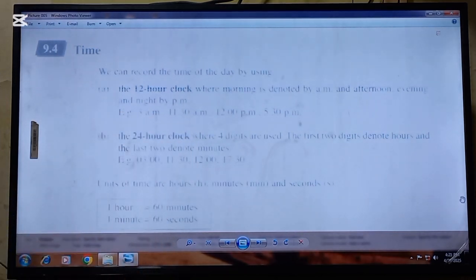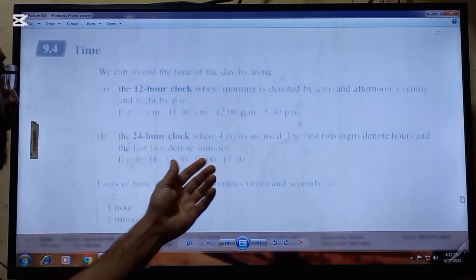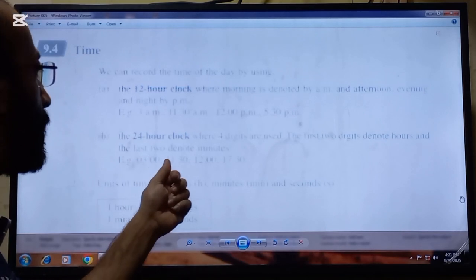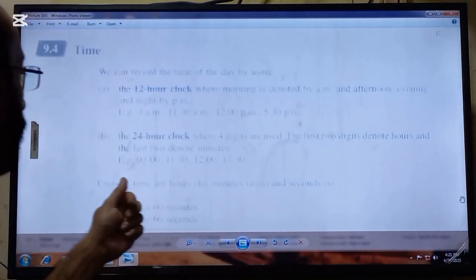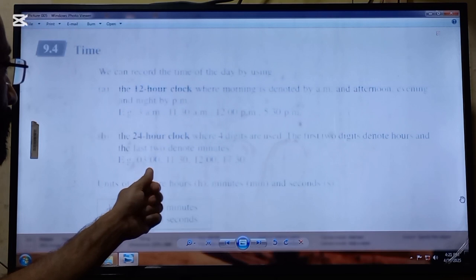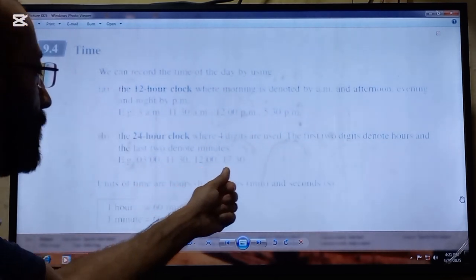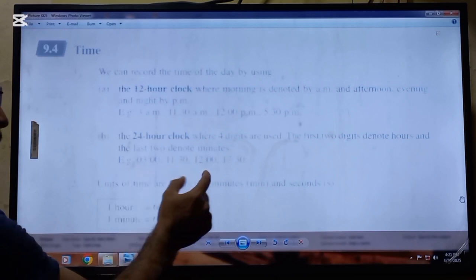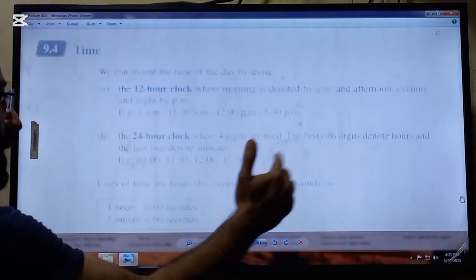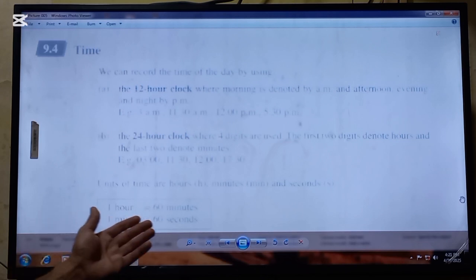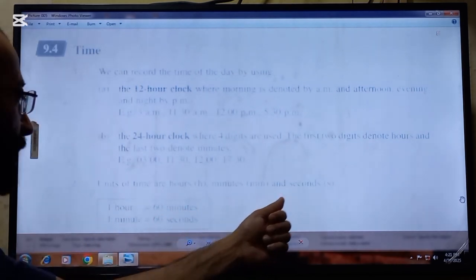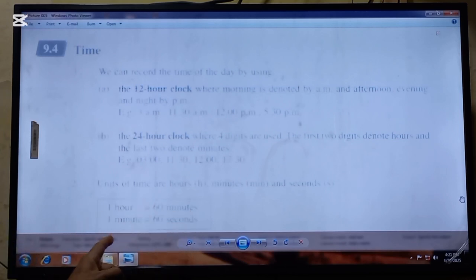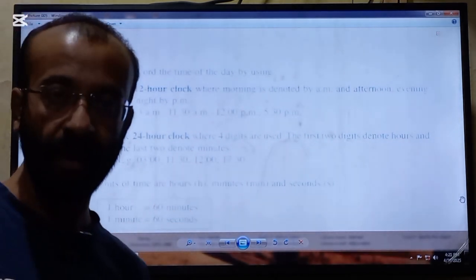The next point is the 24-hour clock, where 4 digits are used. The first 2 digits denote hours and the last 2 digits denote minutes. For example, 03:00, 11:30, 12:00, 19:30. So actually these are morning times, this is afternoon time, and this is evening time. Units of time are hours, minutes and seconds. In 1 hour we have 60 minutes, and in 1 minute we have 60 seconds.